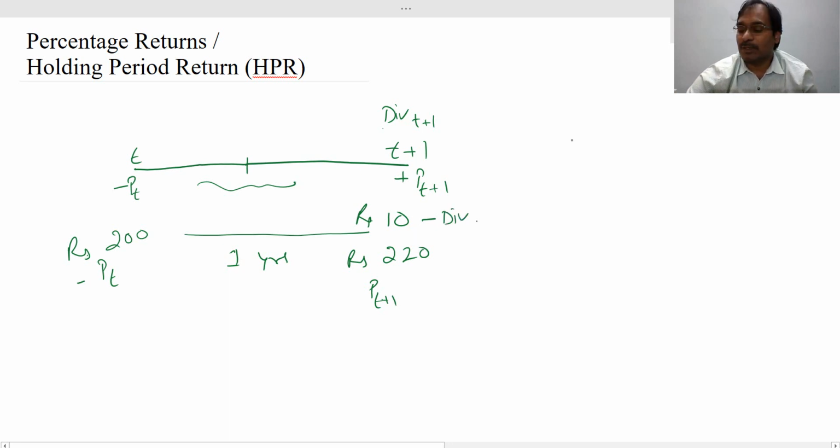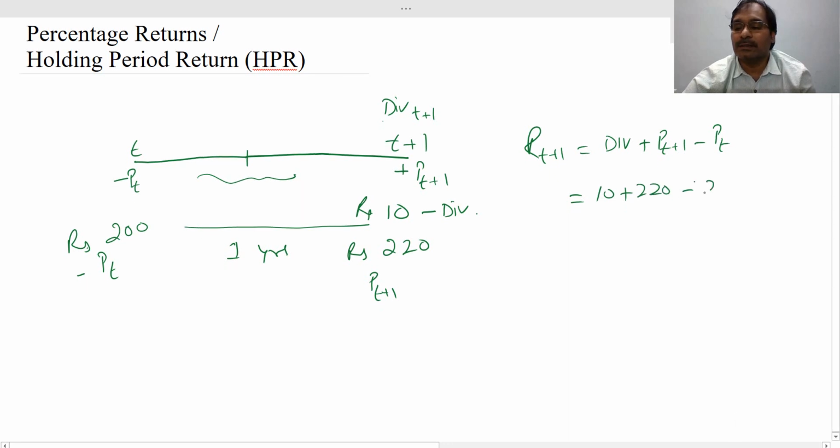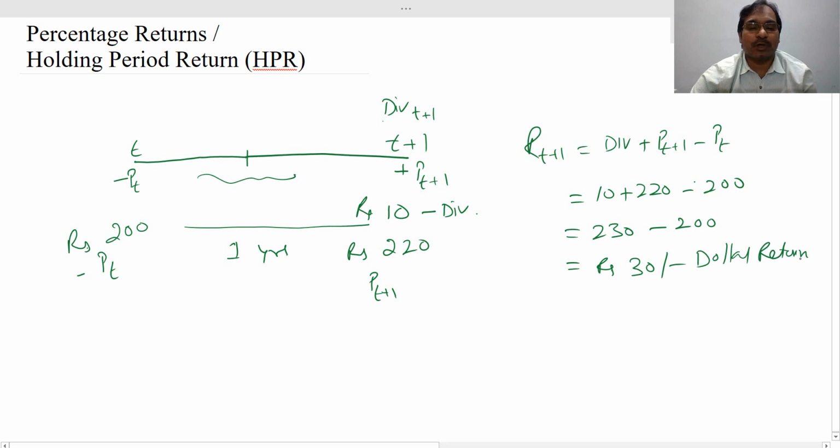Now in absolute return, we can say that your absolute return is dividend plus price at T plus 1 minus price at T. So your dollar return is 10 plus 220 minus 200. This is 230 minus 200, equals rupees 30, which is your dollar return. Now we can express this in percentage terms also.